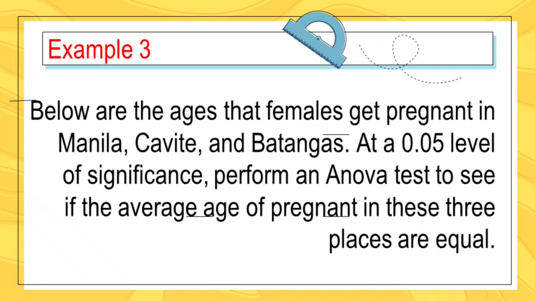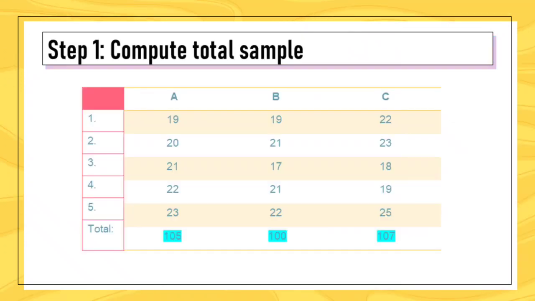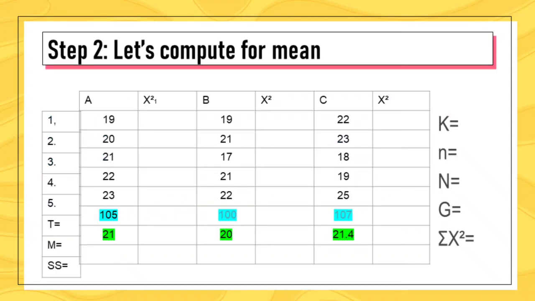We need to add all of the numbers by column, so we end up getting a total for each column. For column A, we have a total of 105, column B, a total of 100, and for the last column, we have a total of 107. 105 divided by 5, so we got 21. Do the same thing in columns B and C. So for B, we got 20, and for C, we got 21.4.